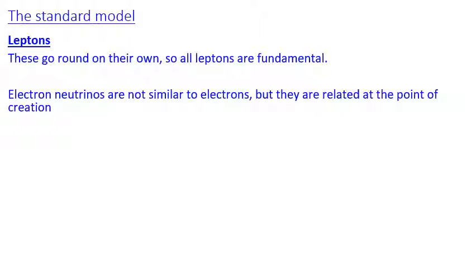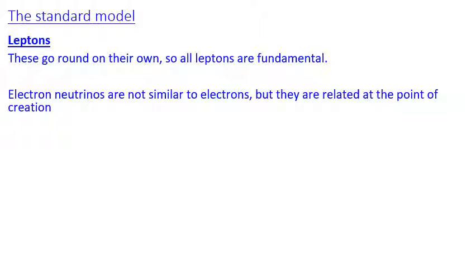So, starting to look more deeply at our standard model by looking at the leptons. Leptons go around on their own, so they are fundamental particles. And you'll remember that the 4 we talked about in my table that are on the syllabus are the electron, the muon, and their associated neutrinos.